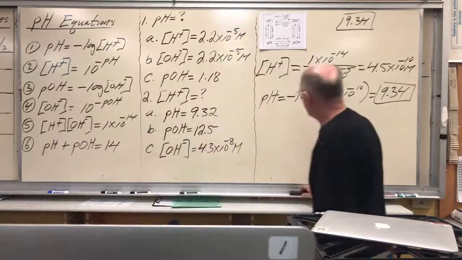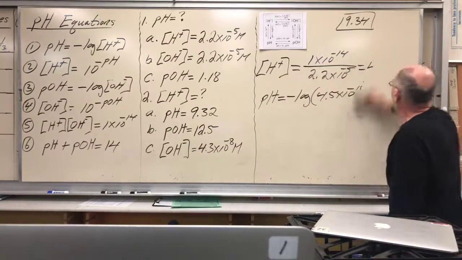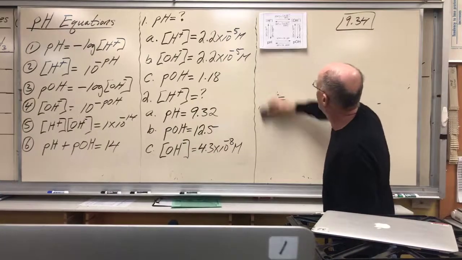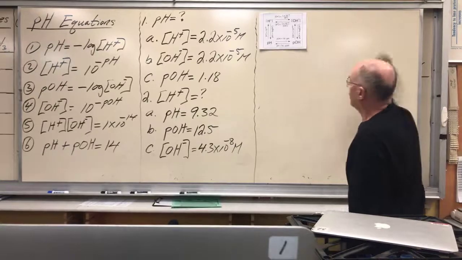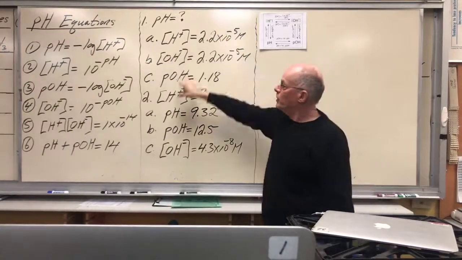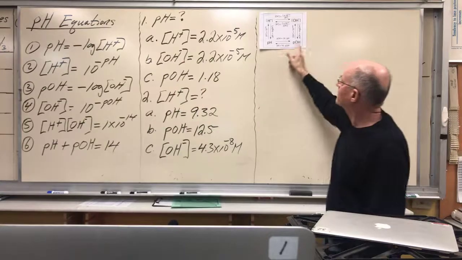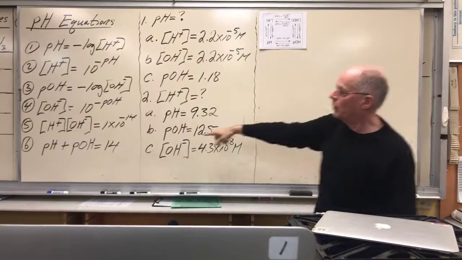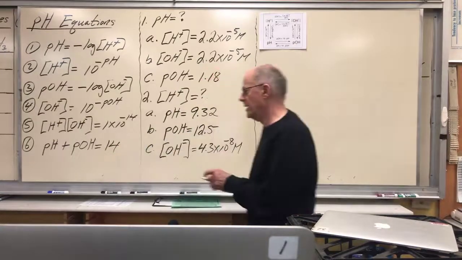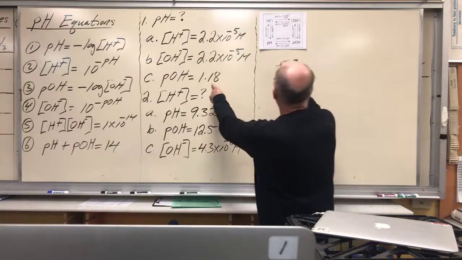Next is the easiest one of all. You want to know what the pH is, and they give you the pOH, so that's just this step here. And all we need to do is use equation 6 and subtract the pOH from 14.